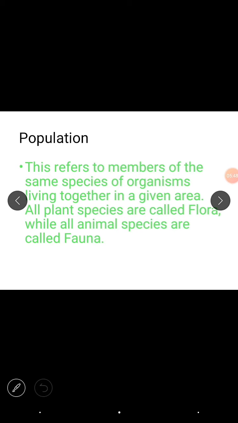When you talk about the population of rat, population of goat, population of hibiscus flower, population of man, okay, you cannot say population of rat together with goat and human. No, population means the same species of organism living in a given area. Underline that phrase, the same species of organism, okay.